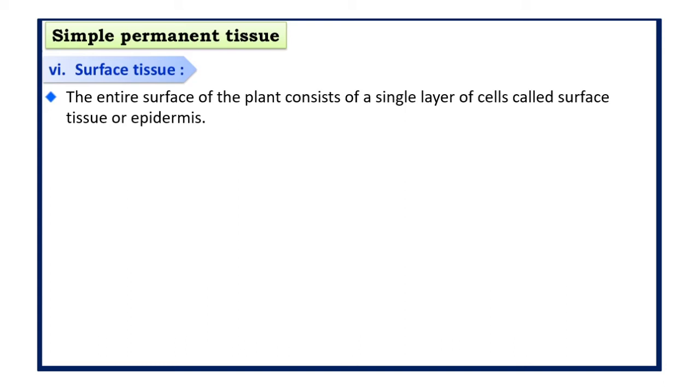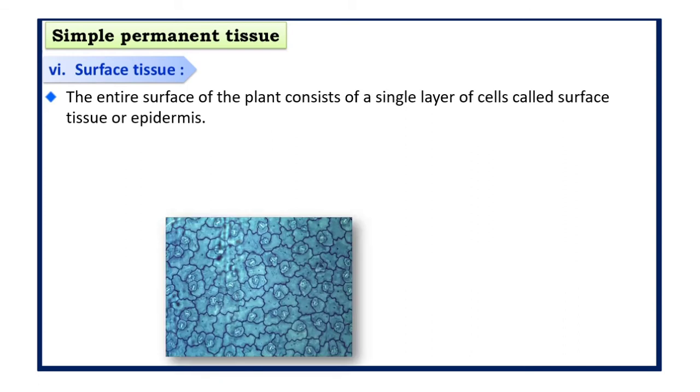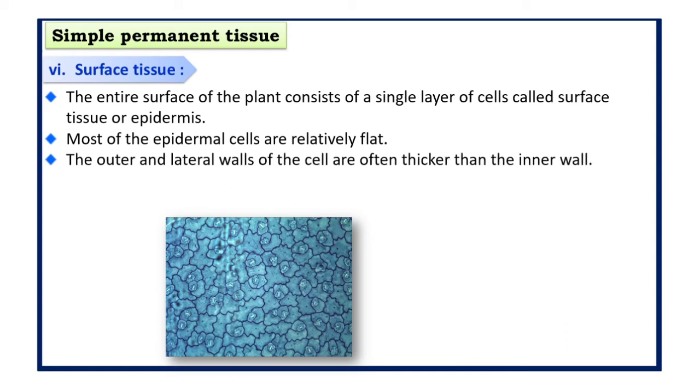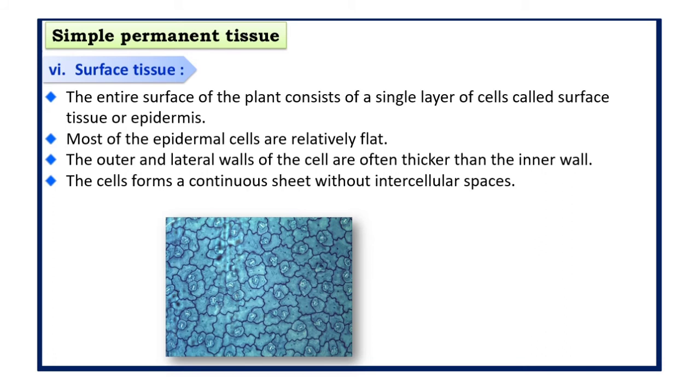The entire surface of a plant consists of a single layer of cells which is called the surface tissue or the epidermis. This epidermis is the top tissue. Most of the epidermal cells are relatively flat, very flat cells. The outer and the lateral walls of the cells, that is the outer layers and the walls present at the sides of the cell, are often very thick compared to the inner walls. The cells form a continuous sheet.